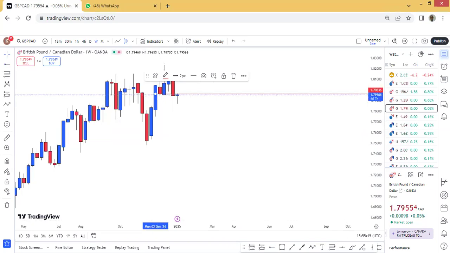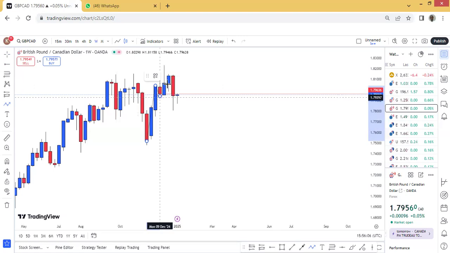And as we were going up, this went here, came here. So for me, we didn't break this level. We didn't break this level. You see this level? We couldn't break it. So as long as we couldn't break it, we were still bearish.